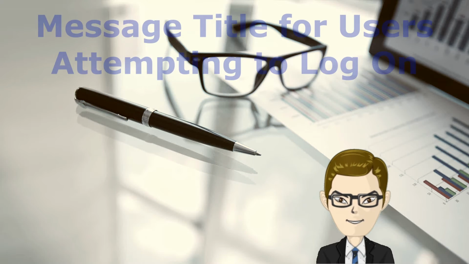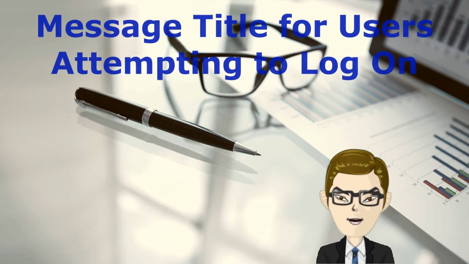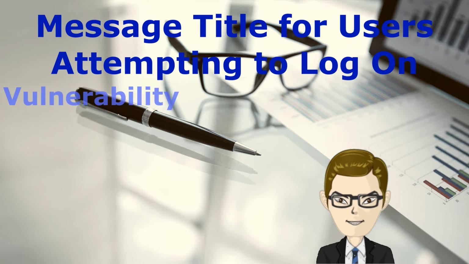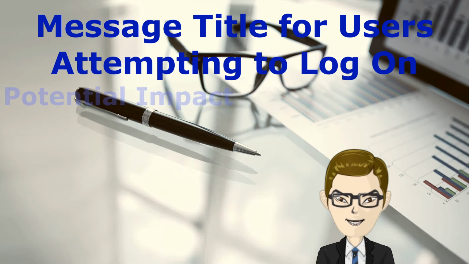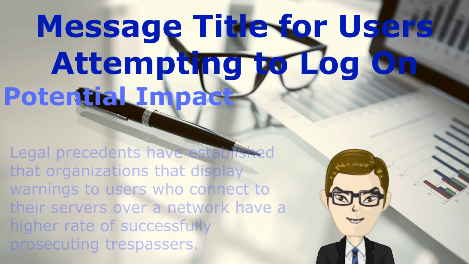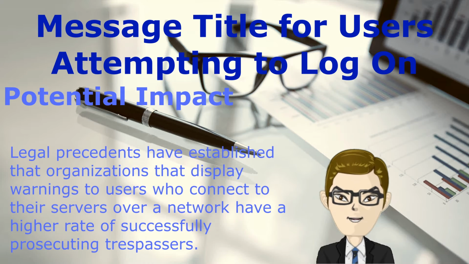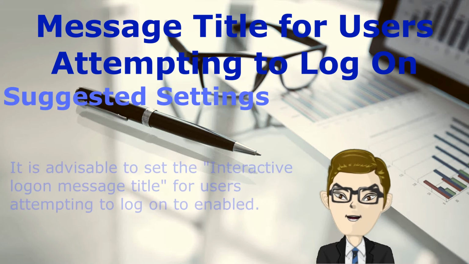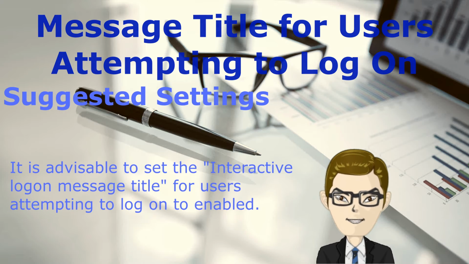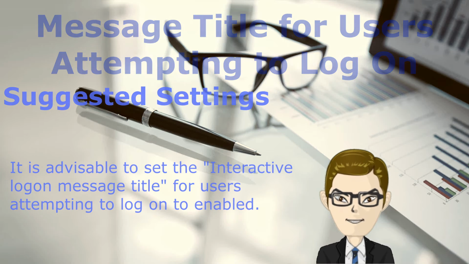Number 9. Message title for users attempting to log on. Vulnerability. Not using this warning message policy setting leaves your organization legally vulnerable to trespassers who unlawfully penetrate your network. Potential impact. Legal precedents have established that organizations that display warnings to users who connect to their servers over a network have a higher rate of successfully prosecuting trespassers. Suggested settings. It is advisable to set the interactive logon message title for users attempting to log on to enabled.